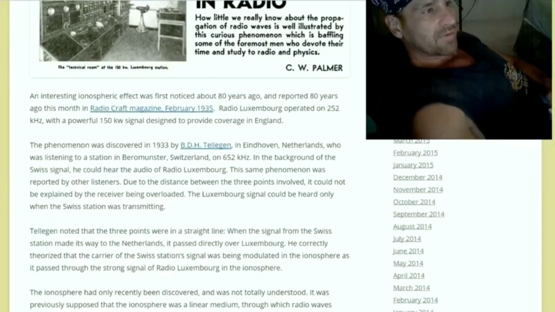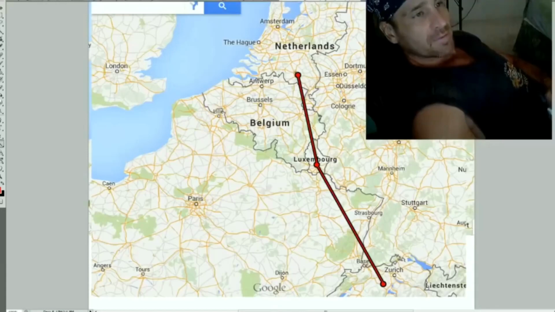The phenomenon was discovered in 1933 by B.D.H. Tellegen in Eindhoven, Netherlands, who was listening to a station in Beromünster, Switzerland on 652 kilohertz. In the background of the Swiss signal, he could hear the audio of Radio Luxembourg. Okay, so if I just go on this map here, he was in the Netherlands, and he was listening down here to a Switzerland radio station, and he could pick up Luxembourg radio.